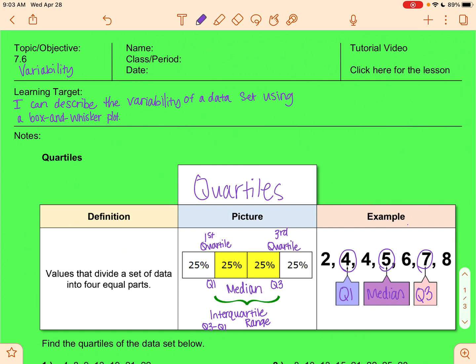Today we are going to work on 7.6, which is our last lesson of Unit 7. This lesson is all about variability. Your learning target is you can describe the variability of a data set using a box and whisker plot.